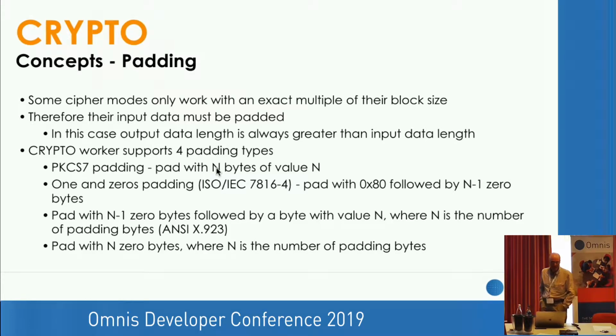So we have PKCS7, where at the end of the block you'll get n bytes of value n. Then there's one and 0s, so you'll pad with a byte with hex 80, followed by n minus 1 bytes, which are 0. Another one where you'll pad with n minus 1 0 bytes followed by a byte with value n. And then the last one is you'll pad with n 0 bytes, where n is the number of padding bytes. So these are just different techniques that have been used in the outside world, so you need to be potentially prepared to deal with any of them when you're given some encrypted data.